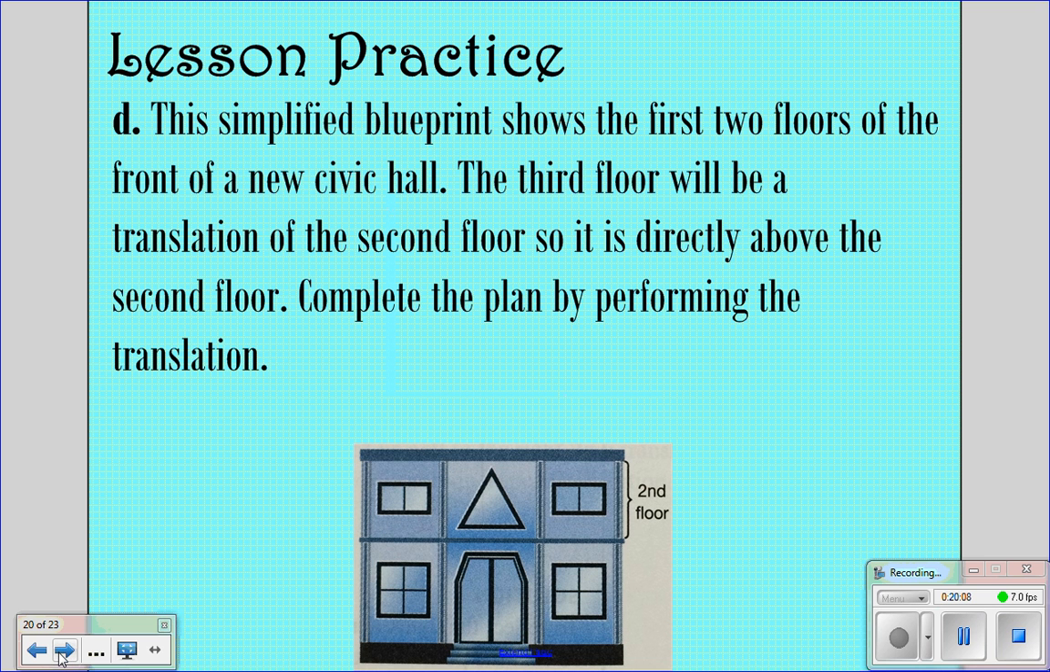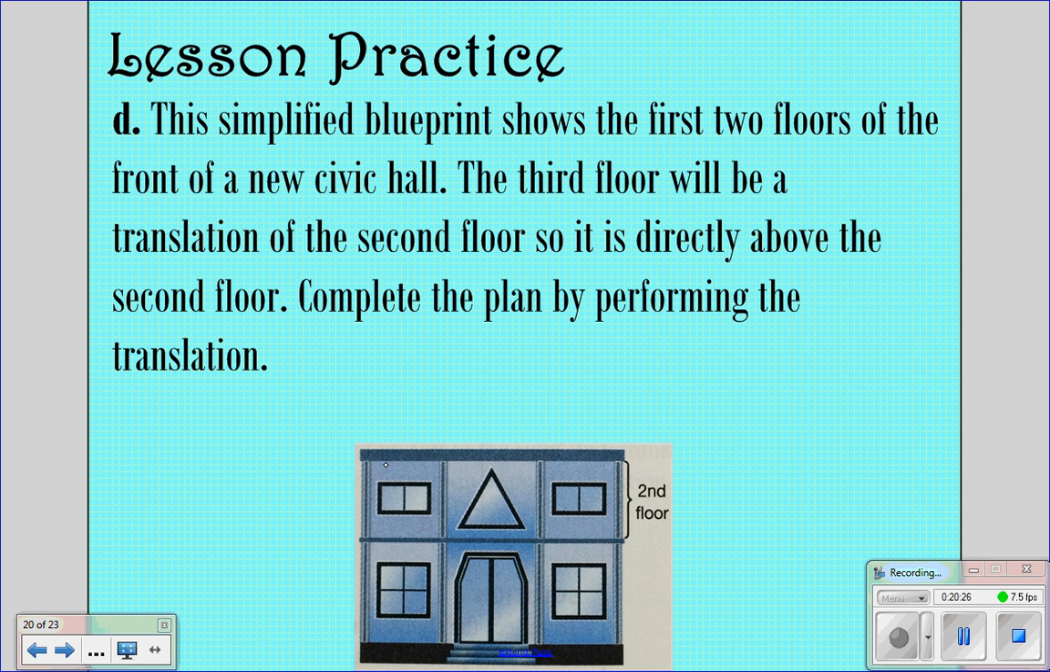This is a simplified blueprint that shows the first two floors. The floor above the second floor, the third floor, is going to be a translation of the second floor. And it wants us to perform the translation. So it's going to look identical to this second floor.